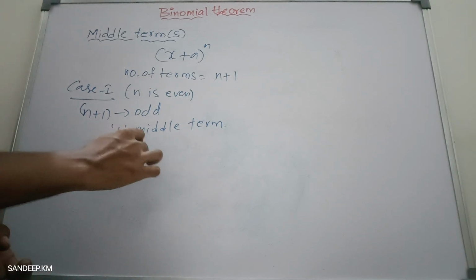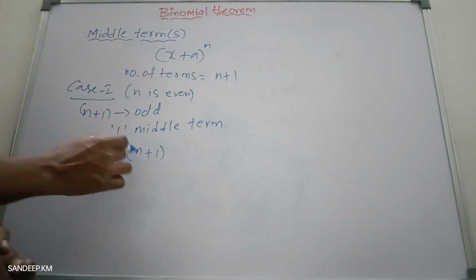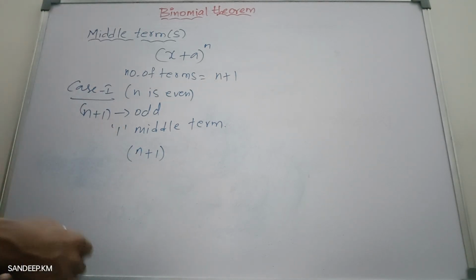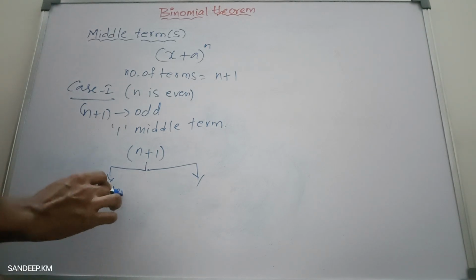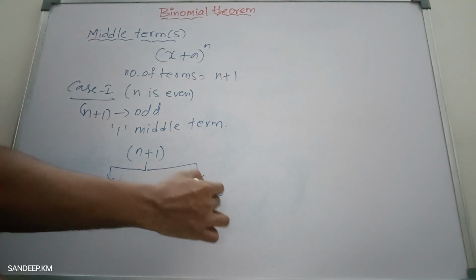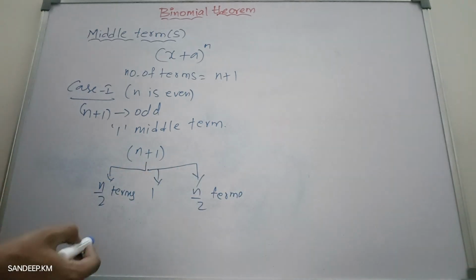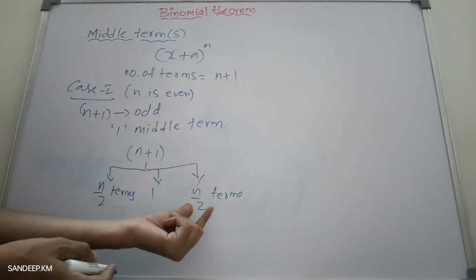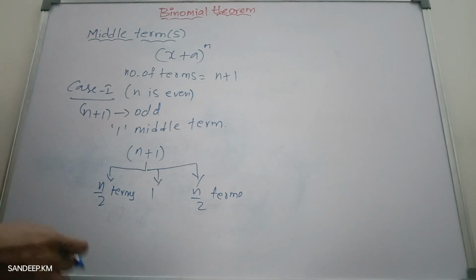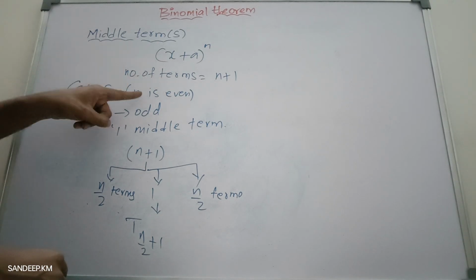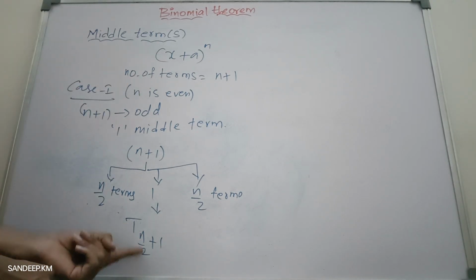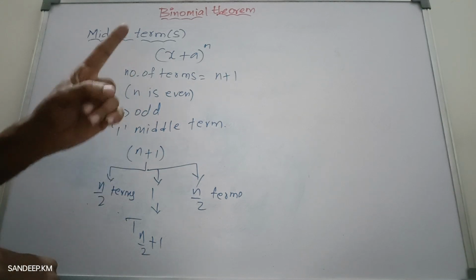See, there are n + 1 terms, where n is an even number, so n + 1 is an odd number, correct or not? So I can divide this into the first n/2 terms, the last n/2 terms, and one middle term. Got it? So after n/2 terms, we are getting this middle term. This middle term is T(n/2 + 1). So the middle term in the binomial expansion, if n is even, is given by T(n/2 + 1). This is the only middle term.